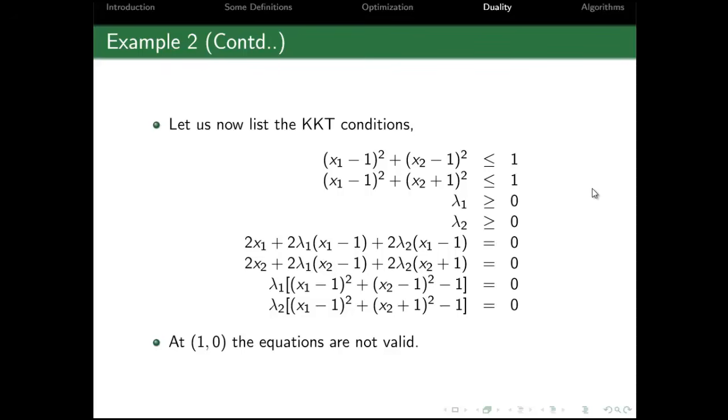And we've seen that there's only one feasible point, (1, 0), and at that point these conditions are not valid. You get contradictory answers for lambda 1 and lambda 2 when you try to solve. So KKT conditions are not valid. But this is tricky. We've already seen that we have an optimal value but KKT conditions are not satisfied. We will try to see why this is happening here.